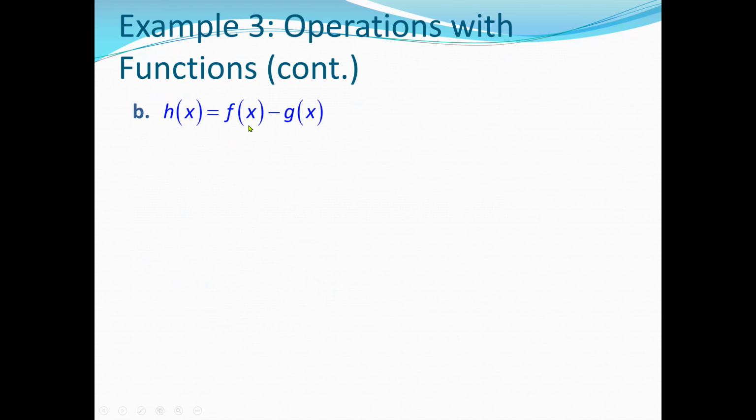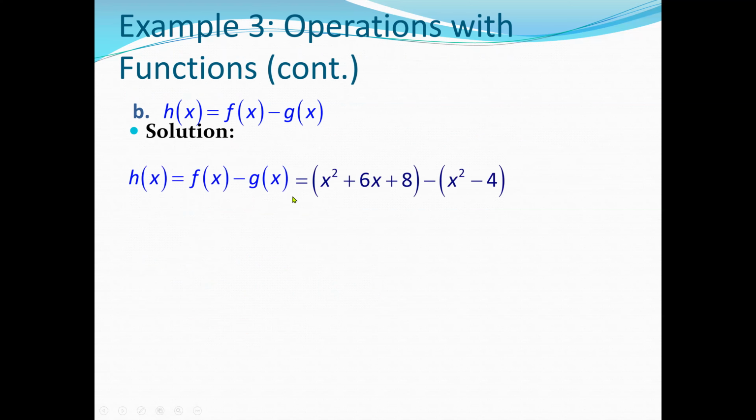Now we are going to do a difference, f of x minus g of x. So the solution means we're going to subtract g of x from f of x. We are going to remove the parentheses and change the sign of the second parenthesis into minus x squared plus 4. And when we combine, we get 6x plus 12, because we are going to get minus x squared and we have plus x squared, so they'll cancel each other. Then we have plus 6x by itself. Then we have plus 8 and plus 4, which will give me plus 12.